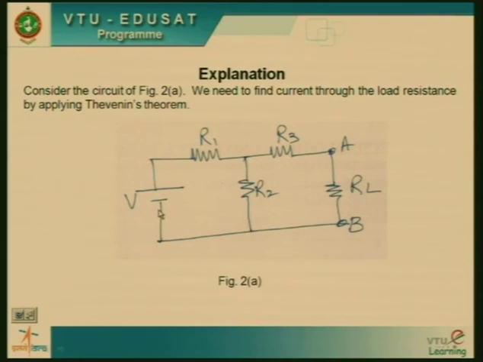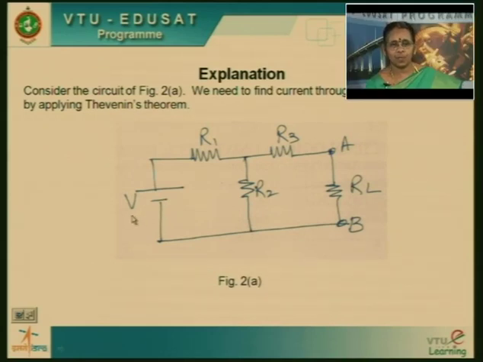This circuit consists of a voltage source V, resistors R1, R2 and R3. Voltage source V, R1 and R2 form one loop, and R2, R3 and RL form the other loop here. So for this circuit, if we have to find the current through the load resistance RL by applying Thevenin's theorem, what are the steps to be followed?